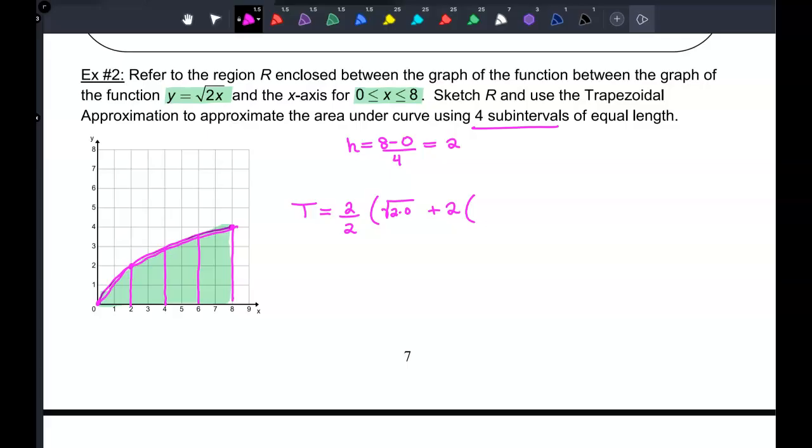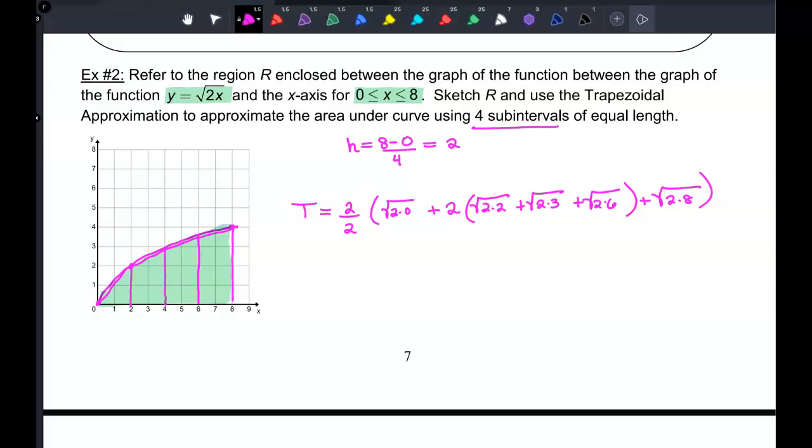Okay, now 2, 4, and 6, when I plug in, are used twice. So that's why I put the 2 parentheses. So the next one's going to be square root of 2 times 2, square root of 2 times 3, square root of 2 times 6, and the last one, square root of 2 times 8, is used one time. Now I realize you can simplify. I just wanted to show we're plugging all those endpoints in.